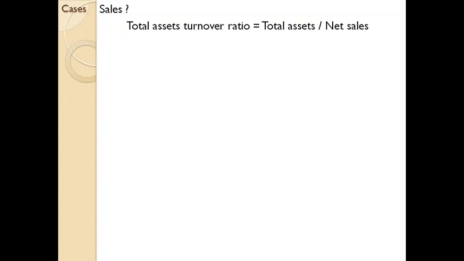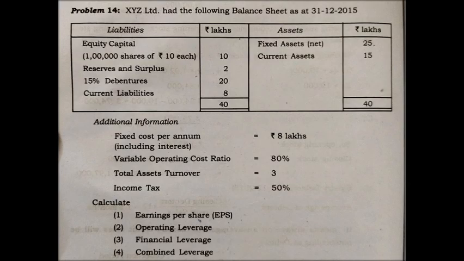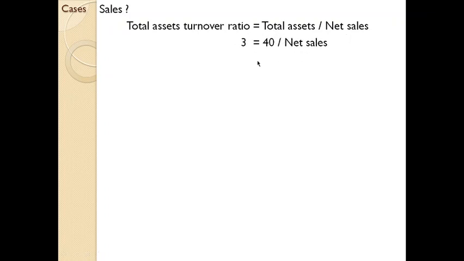But in the question, it is given that total asset turnover ratio is 3 times. The equation for finding total asset turnover ratio is net sales divided by total assets. So we have the total asset turnover ratio and total assets, and we just need to find net sales. So 3 equals net sales divided by 40, and you will get net sales of 120.